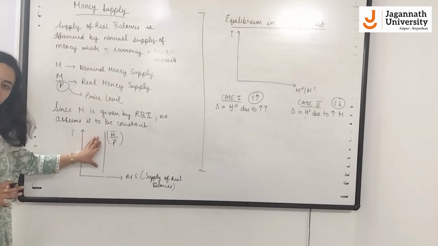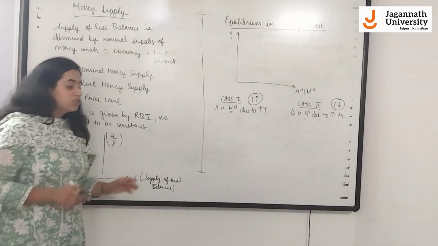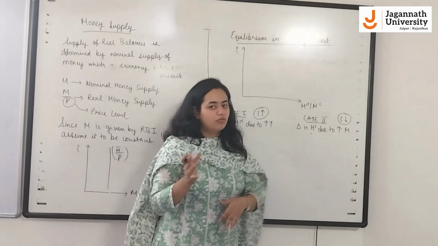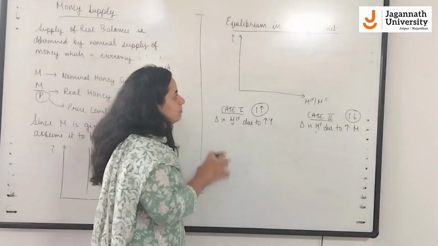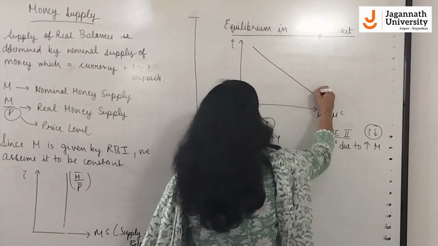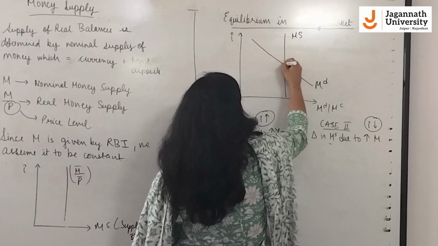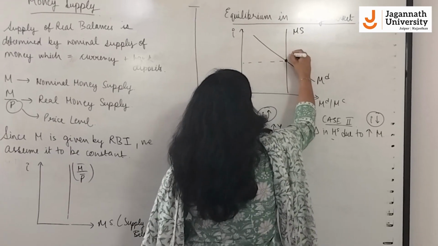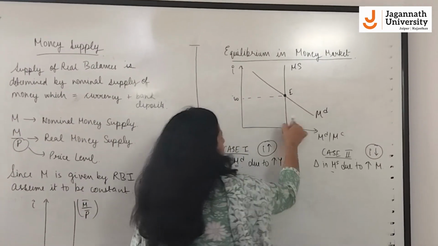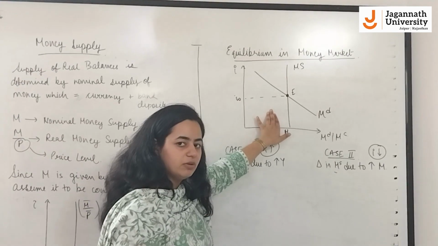Now we have the money supply curve and we already have the money demand curve. So let us discuss the equilibrium in the money market. How will we get the equilibrium? When demand and supply are equated. You already know the money demand curve and now we have the money supply curve. Where they equate, we get the equilibrium level of interest rate and quantity of money in the economy. This is my equilibrium level.